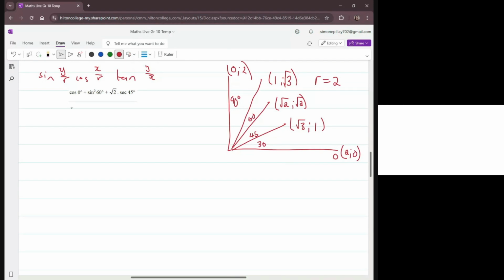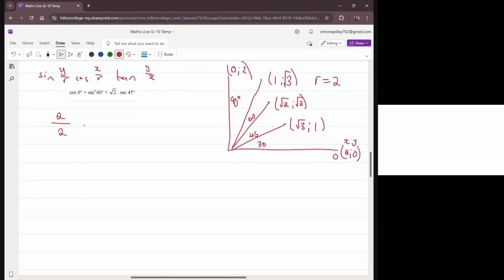So now immediately I have cos of 0. I know cos is going to be x over r. When I have 0, my x value is 2, my y value is 0. So immediately cos of 0 is going to be x over r. My x value is 2, and my r value is also 2. Are we all with me there on how I got that? Give me a thumbs up so I know we're still here.